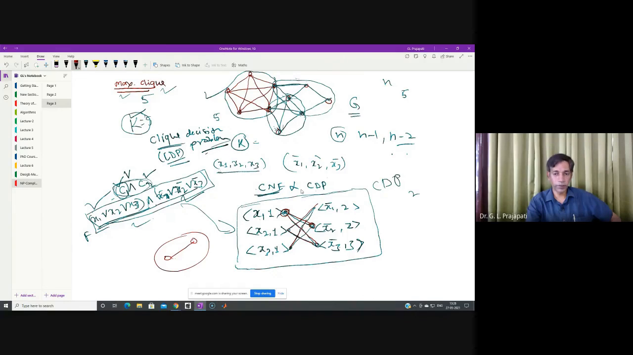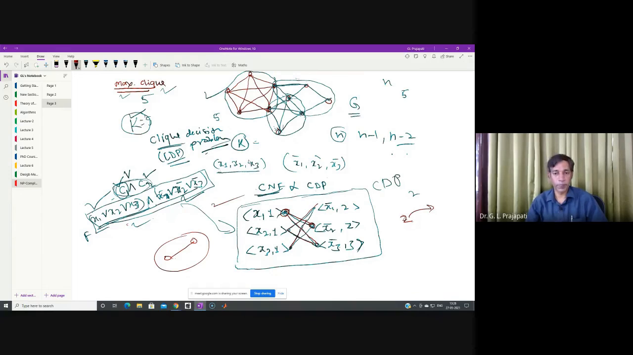Even if you can find at least one clique of the required size, say here 2, then we can say that yes, a clique of size 2 is available, and you can report that yes, the formula is satisfied. So this is the reducibility. You can see the algorithm at home.